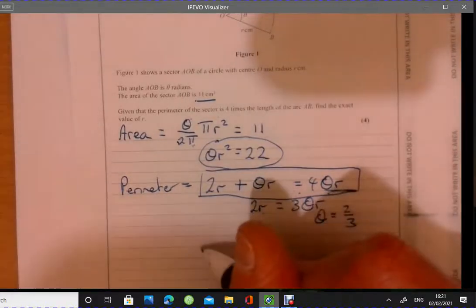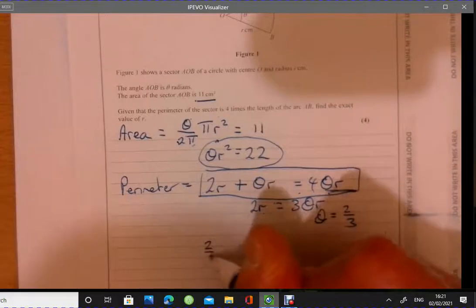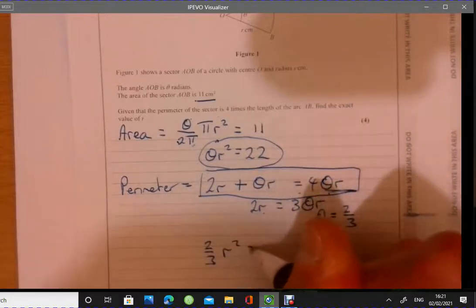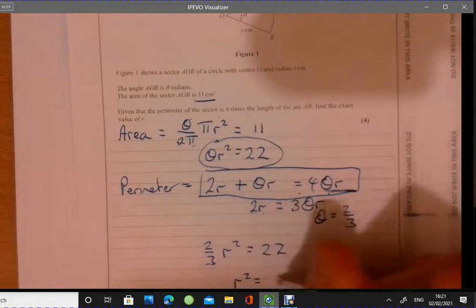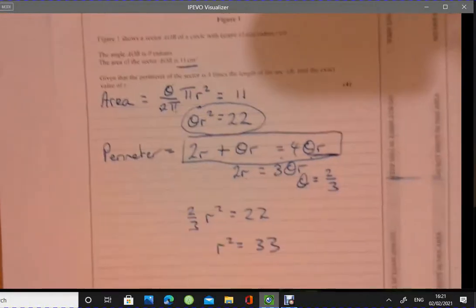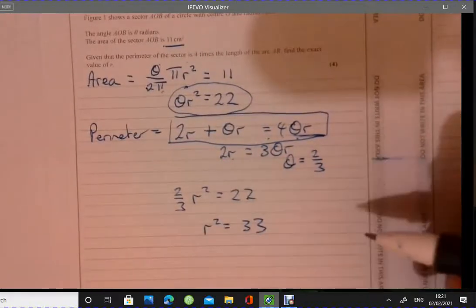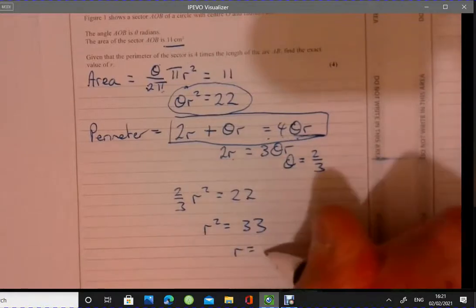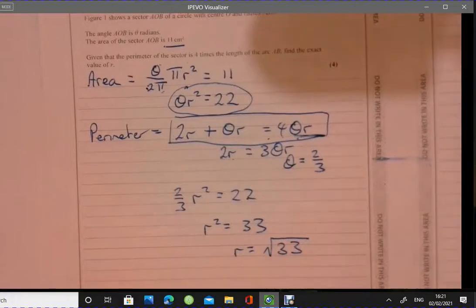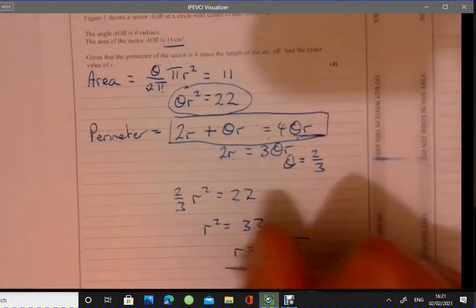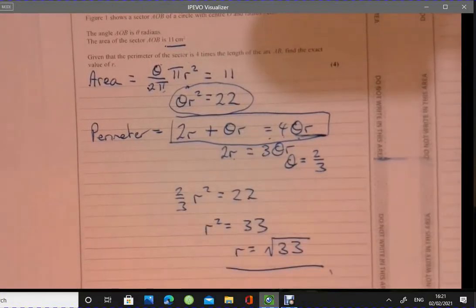So if we rewrite that, we've got 2/3 r squared equals 22. Divide by 2 and multiply by 3, so r squared equals 33. So therefore r must equal the square root of 33. It's not plus or minus, r has to be positive, so I don't need to put plus or minus in there. There you are, answer.